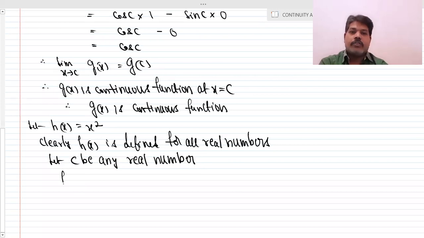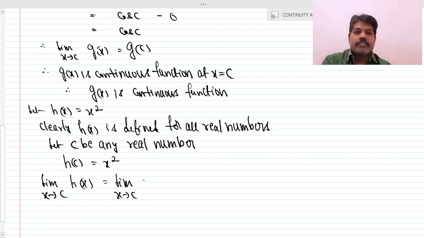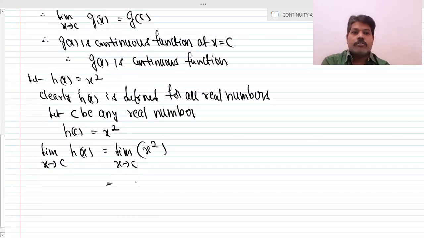Then what is f of c? It is not f of c, that is h of c. So h of c is equal to c square. Then take the limit as x tends to c of h of x, and h of x is nothing but x square. So if you apply the limit here, that is equal to c square.